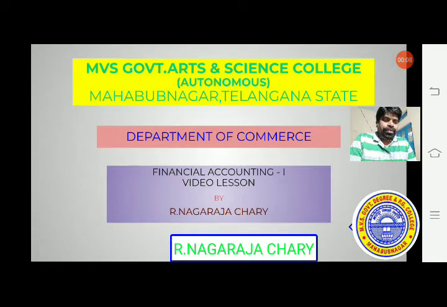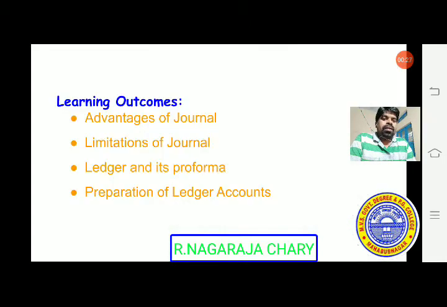Good morning, students. In the previous video lesson, we learnt how to write journal entries in the books of accounts by using various types of accounts, that is personal accounts, real accounts and nominal accounts. So, in this video lesson, we are going to learn about these course outcomes. This video lesson's outcomes: advantages of journal, what are the advantages we have by learning journal, and what are the limitations of journal, that is also we learn through this video lesson, and ledger and its pro forma.